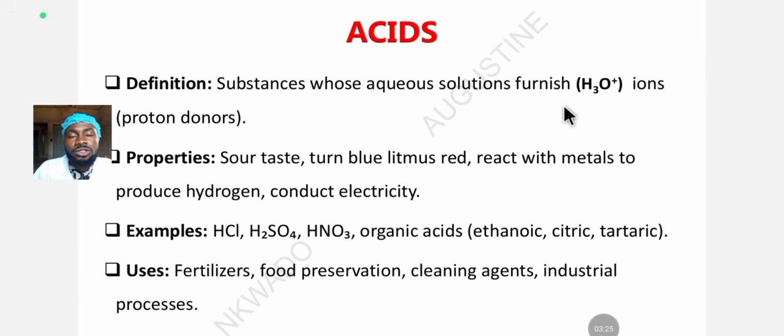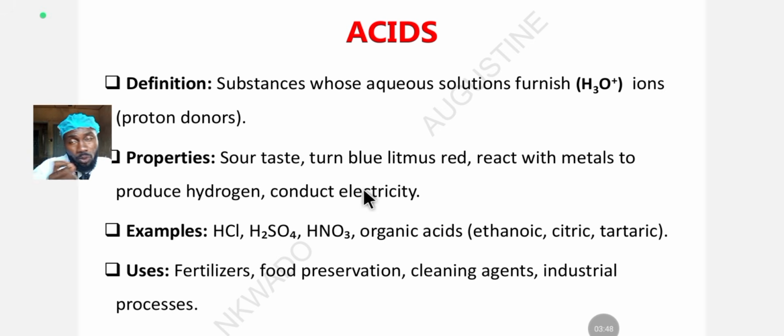Hydronium ion, which is what? Three hydrogen atoms and one oxygen atom. And the hydronium ion is a proton. So acids donate protons. They donate what? Protons. Now let's look at the old textbook definition of acid.